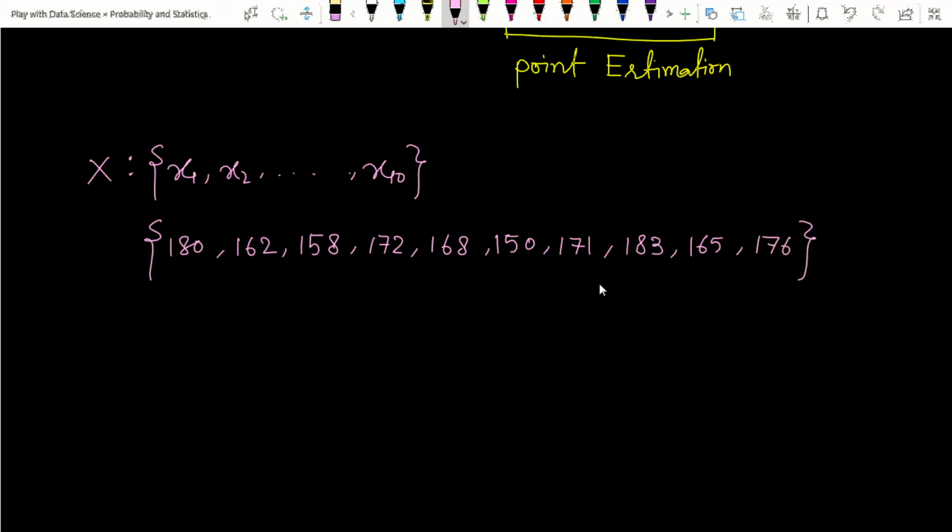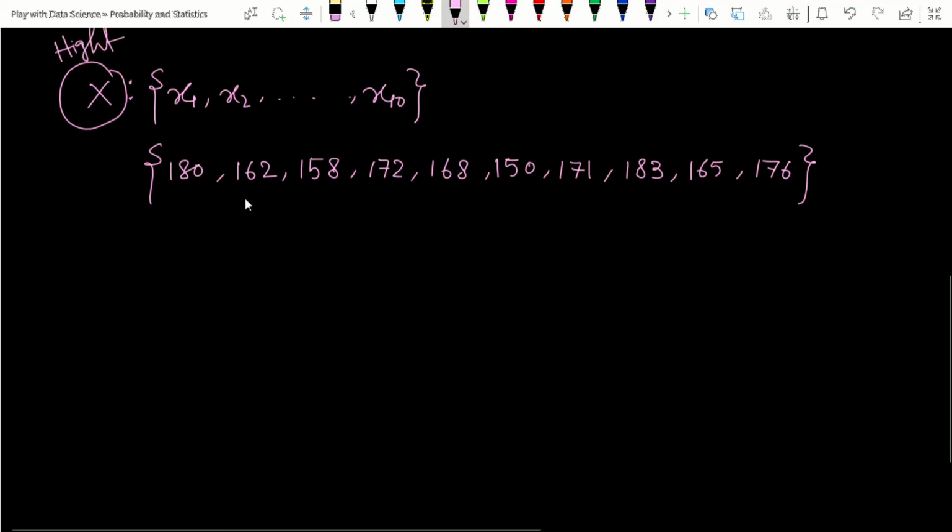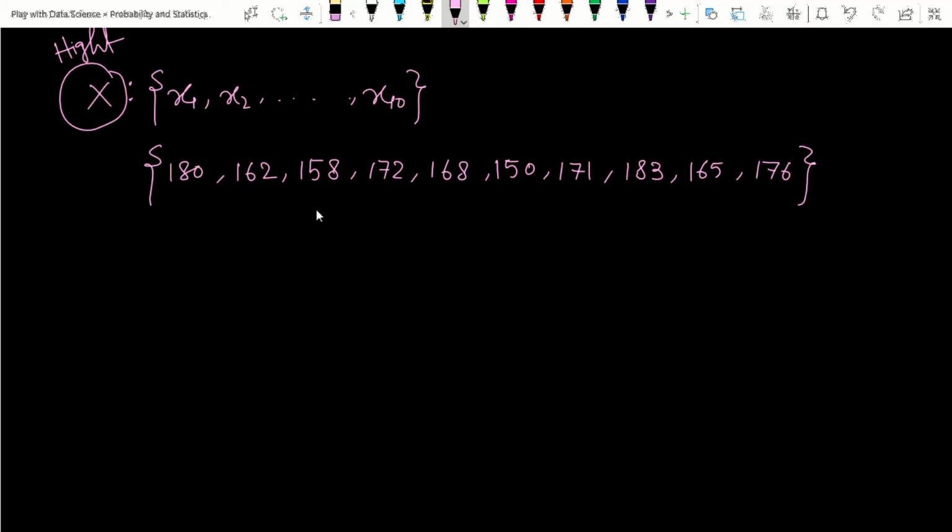Such like 10 observed values we have collected from the random variable x. That's the height of the students. We have collected this. Okay, so this is the random sample. These are the heights of the students in a class that we have.